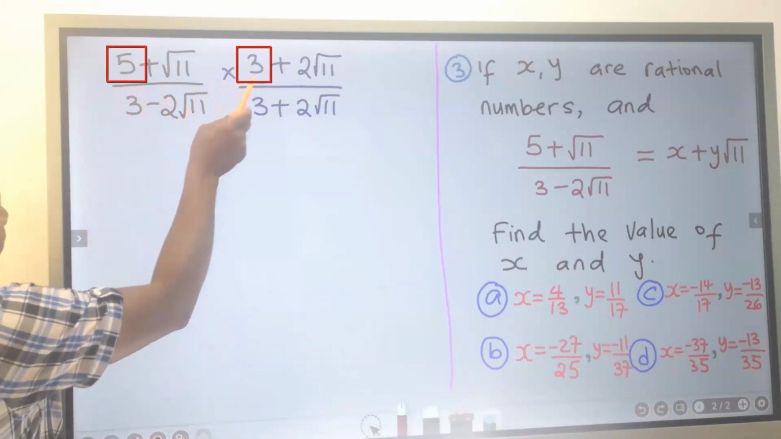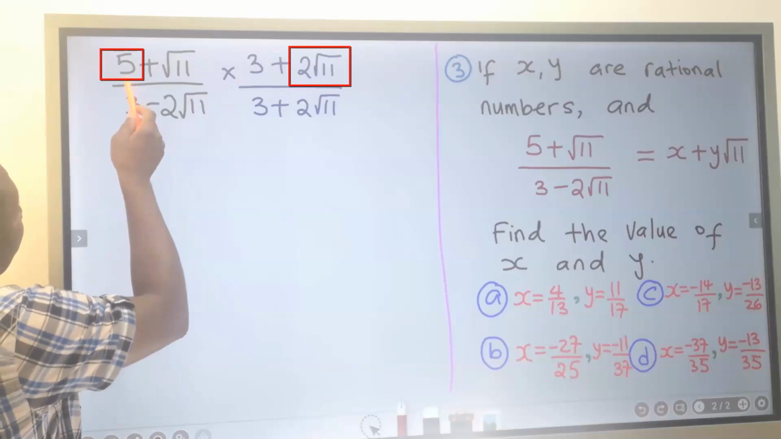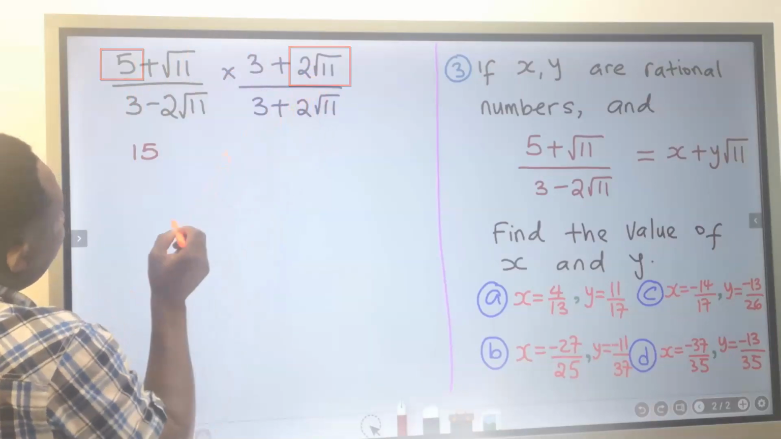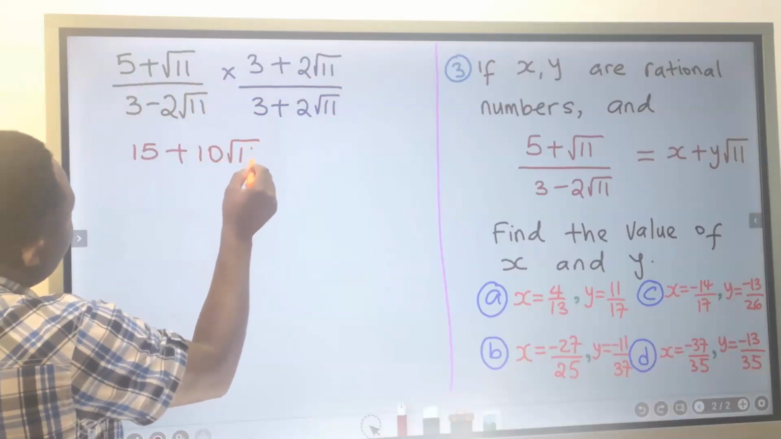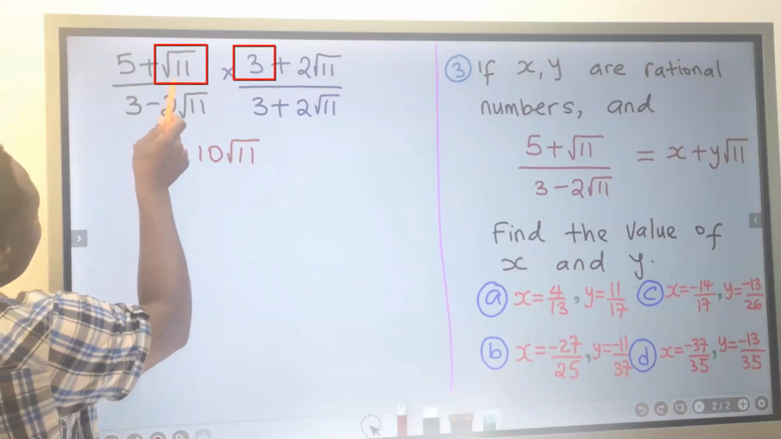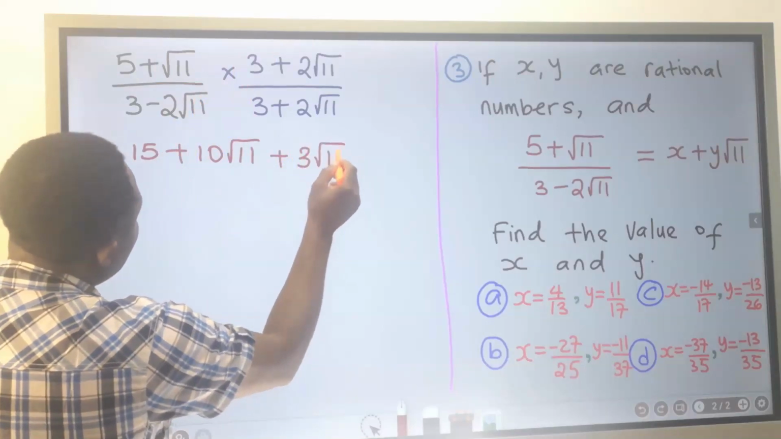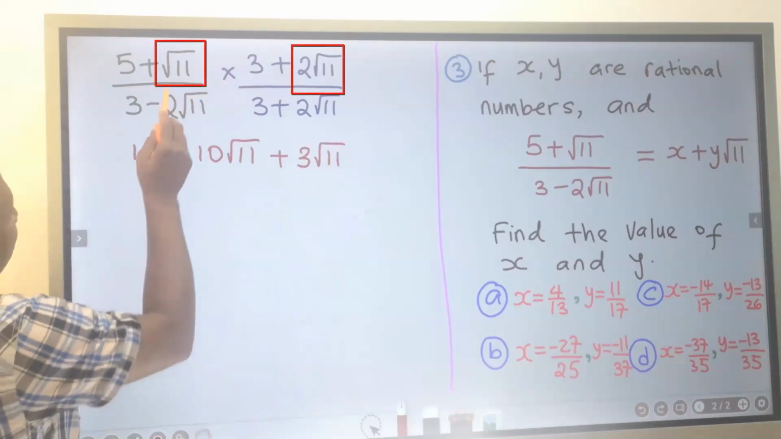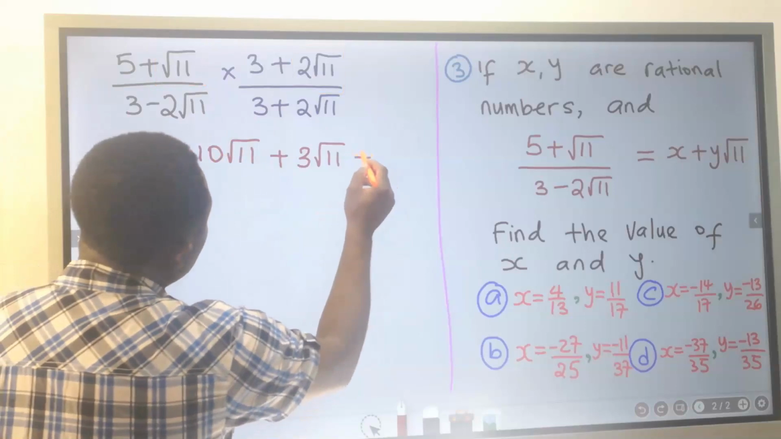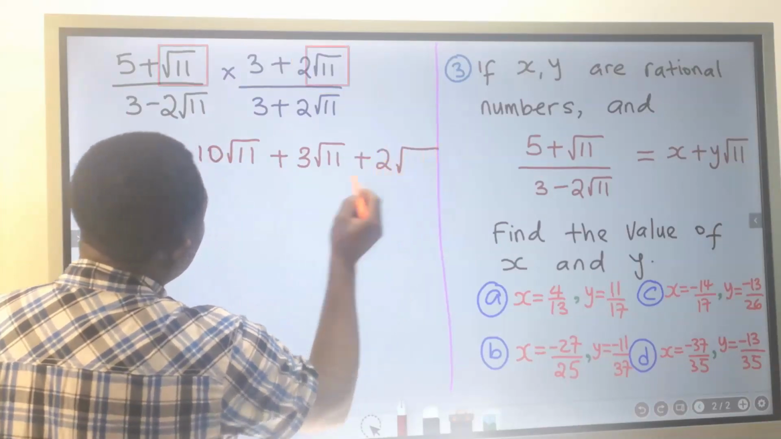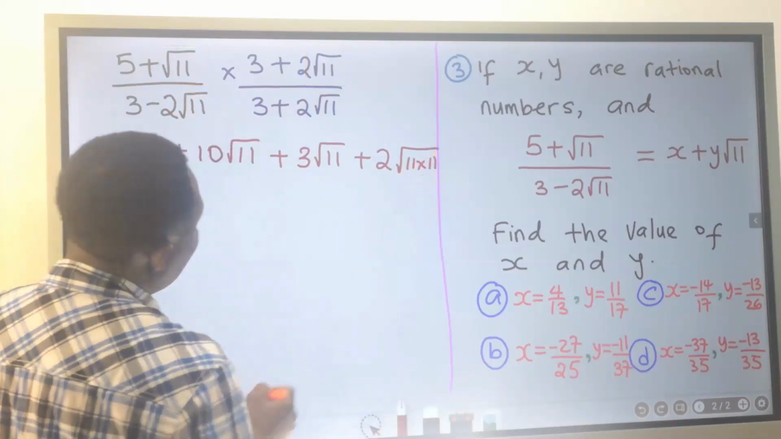Next, 5 multiplied by 3, we're going to have 15. Next, 5 multiplied by 2 root 11; 5 times 2 will give us 10 root 11. Next, root 11 multiplied by 3, we're going to have plus 3 root 11. Next, root 11 multiplied by 2 root 11, we're going to have 2 multiplied by, inside the square root, 11 times 11.